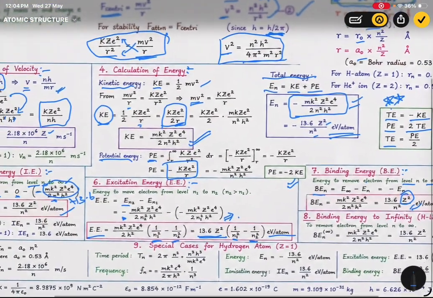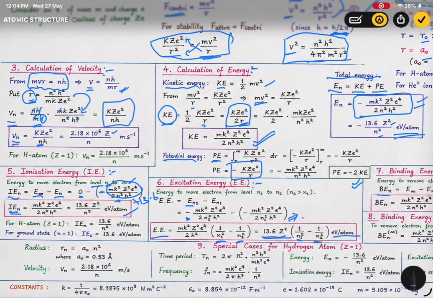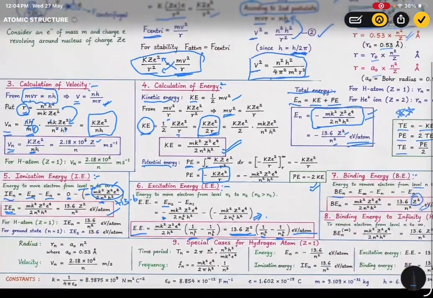These are the overall topics: what is the radius, what is the velocity, what is the time period, what is the frequency, and the ionization energies and related things. Hope it is clear. Thank you.